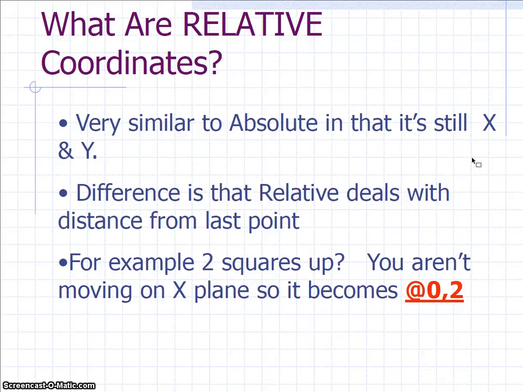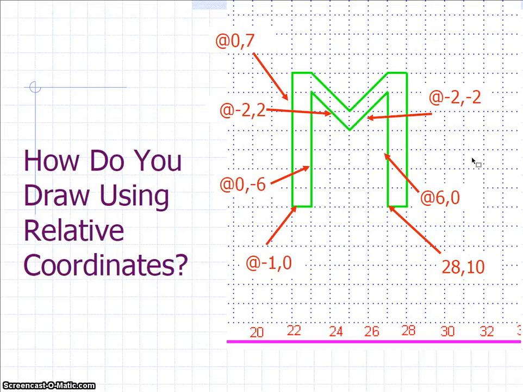So if you want to go up 2 squares, you're not moving on the X plane, so it's at 0, comma 2. If you want to go left, it would be at negative 2, comma 0. If you want it to go to the right, it would be at 2, comma 0. If you want it to go up and over 2, it would be at 2, comma 2. Does that make sense? So you just kind of have to think about those different things that we're dealing with. So there are some examples there showing you how you would draw using relative coordinates.